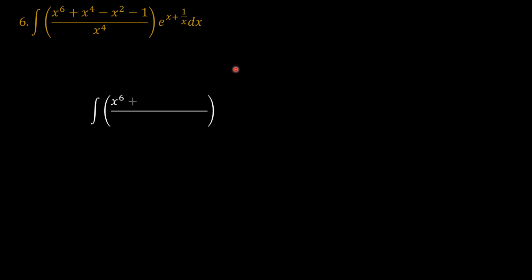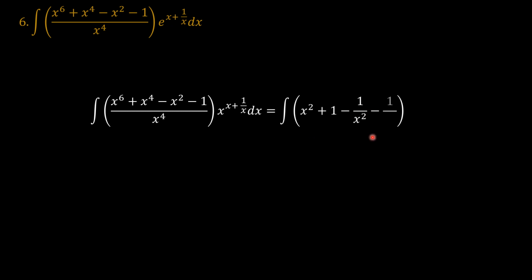Next problem is the integral of x to the power 6 plus x to the power 4 minus x squared minus 1 over x to the power 4 times e to the power x plus 1 over x. So the first thing I would do is actually do the division by x to the power 4, and this results into x squared plus 1 minus 1 over x squared minus 1 over x to the power 4 times e to the power x plus 1 over x.